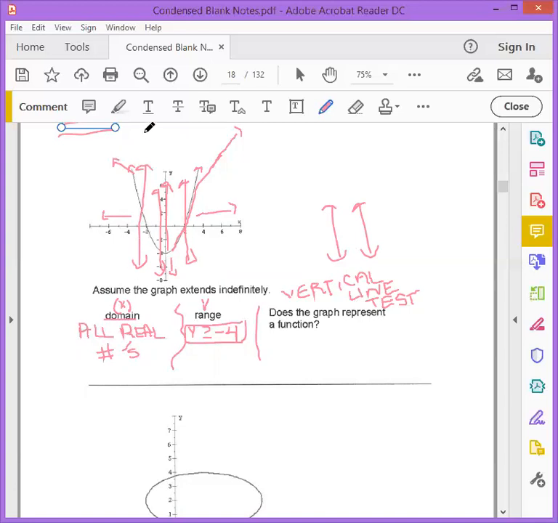Now, looking at the first line, line 1, how many times does line 1 touch the graph? Right here, 1 time. Line 2 touches the graph 1 time, and then line 3 touches the graph 1 time. Now, because each of these vertical lines touch the graph only once, we would say that this is a function. So yes, this is a function because it passes the vertical line test.